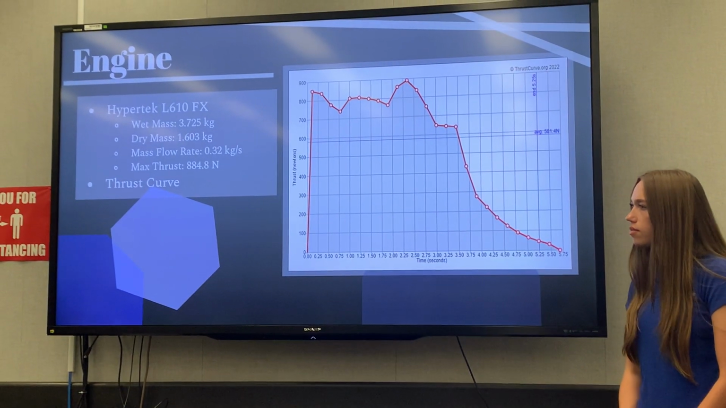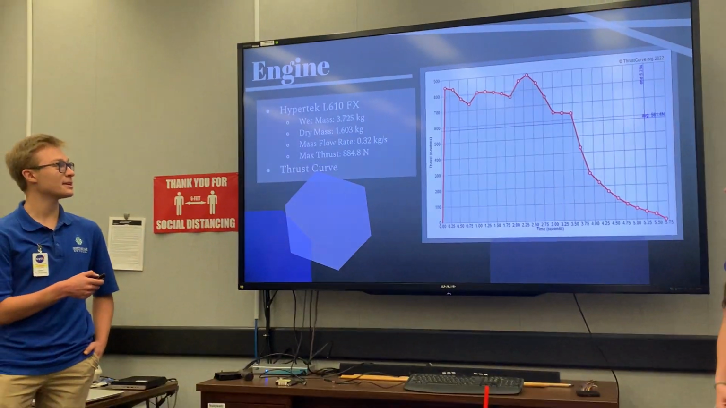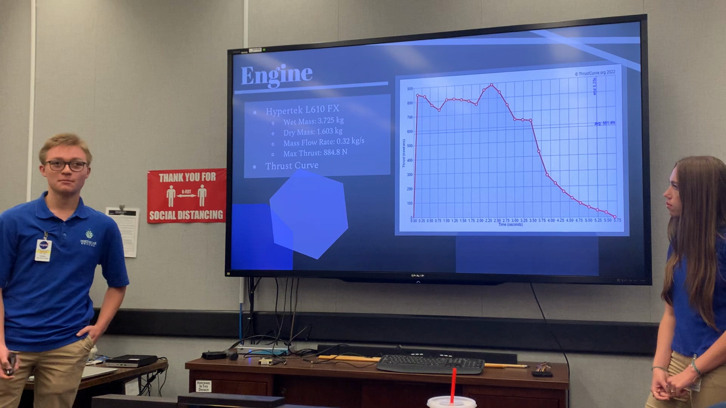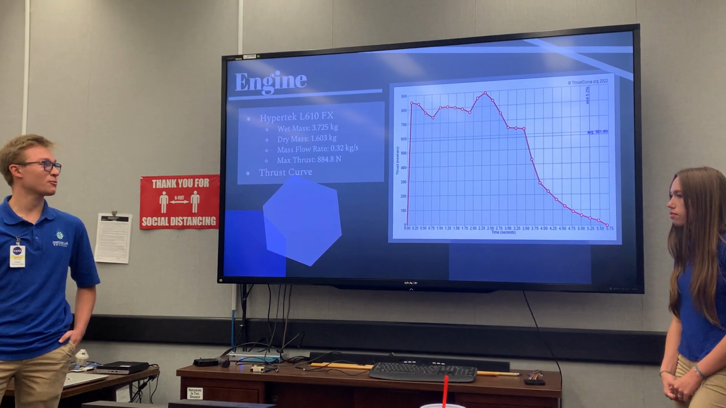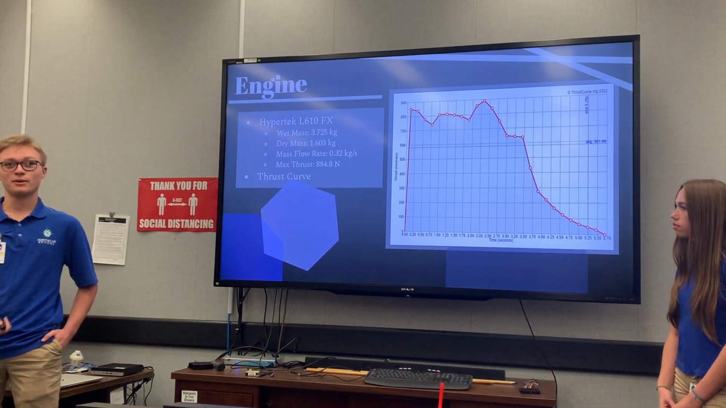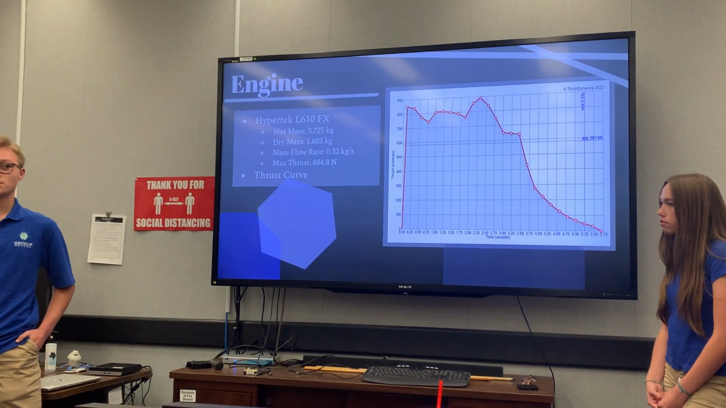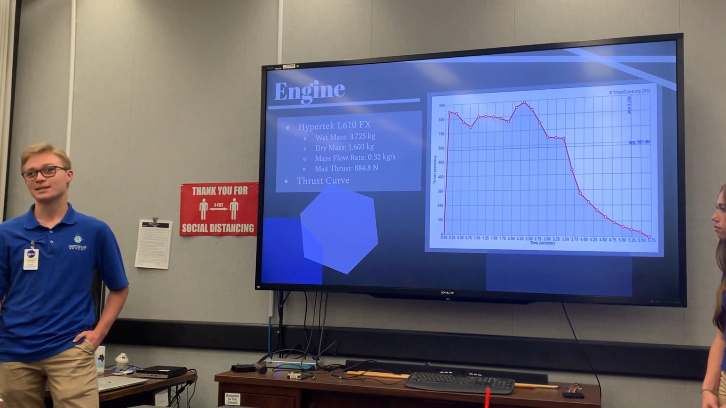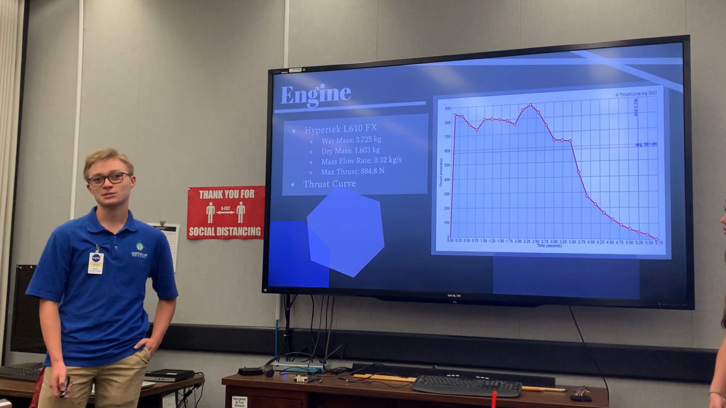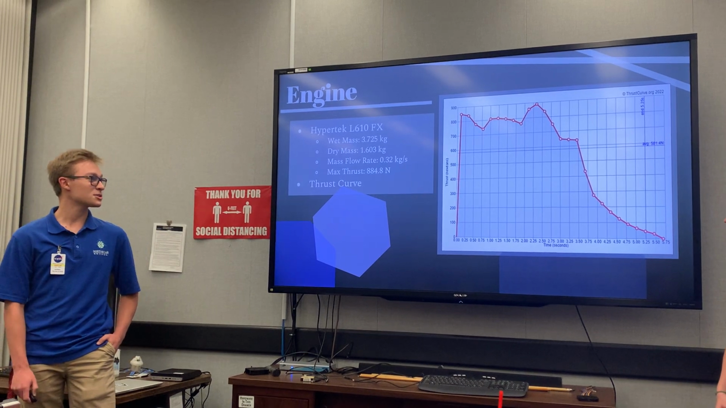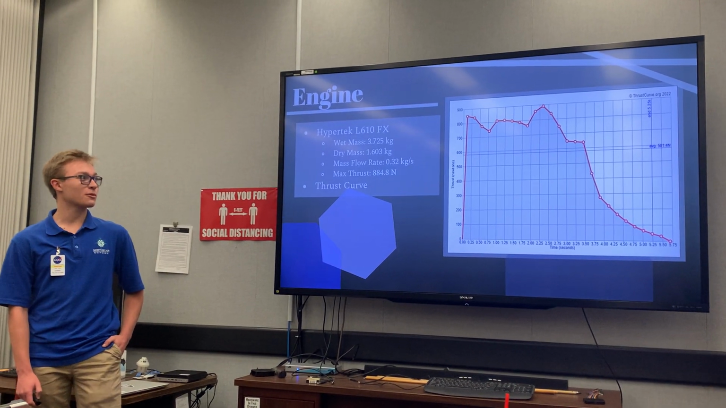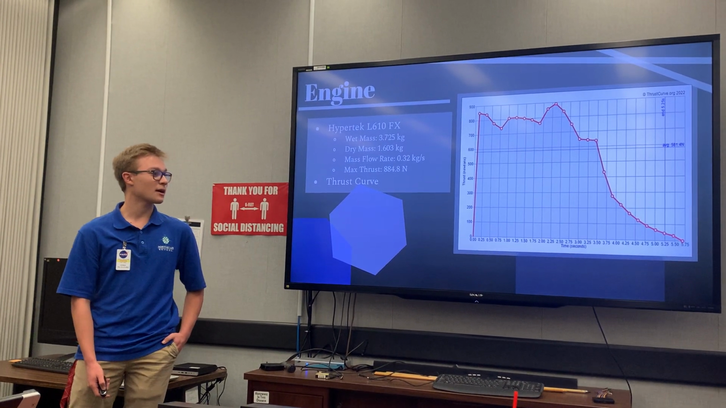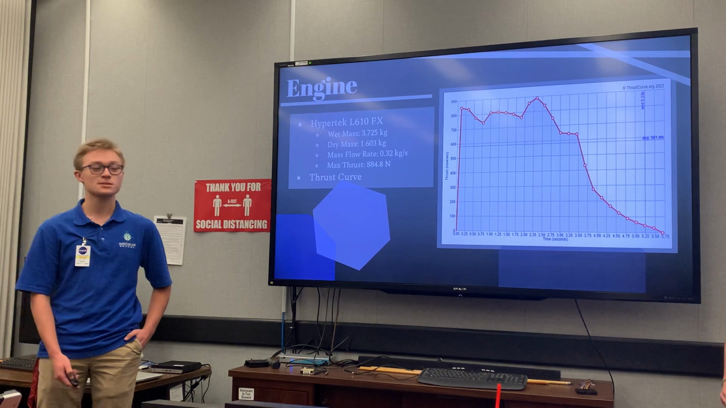Okay, so the engine that we chose for the sake of the simulation was the L610 FX, and that engine had a wet mass of 3.7 kilograms and a dry mass of 1.6 kilograms. Using that, we used the burn time and the difference between wet mass and dry mass to calculate the mass flow rate, assuming that it was constant, even though we understand it's not, simply because we could not find an actual mass flow rate online for this given engine. And then, like mentioned earlier, we did use this online thrust curve from thrustcurve.org, and we will explain later how we use this thrust curve to interpolate our own points.